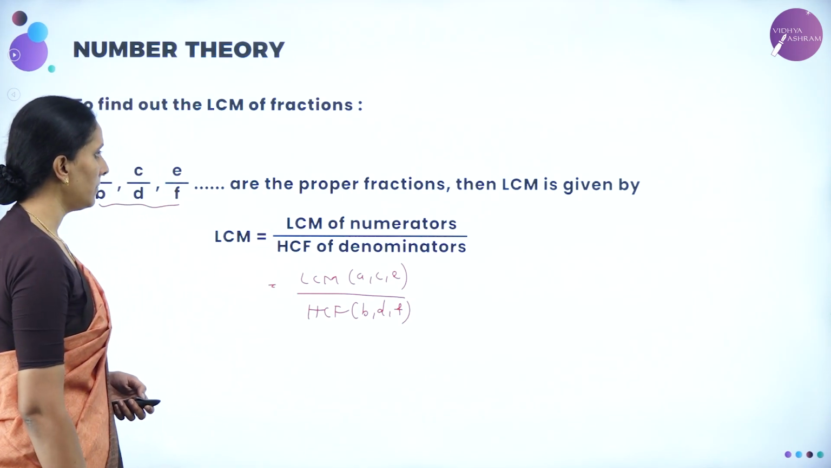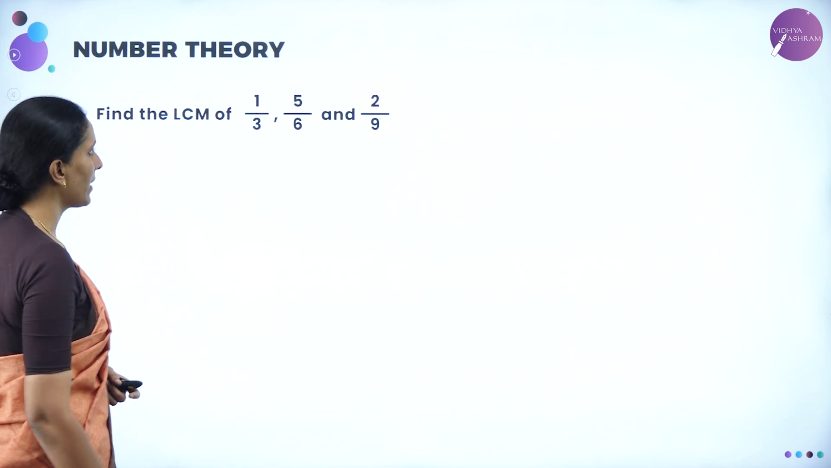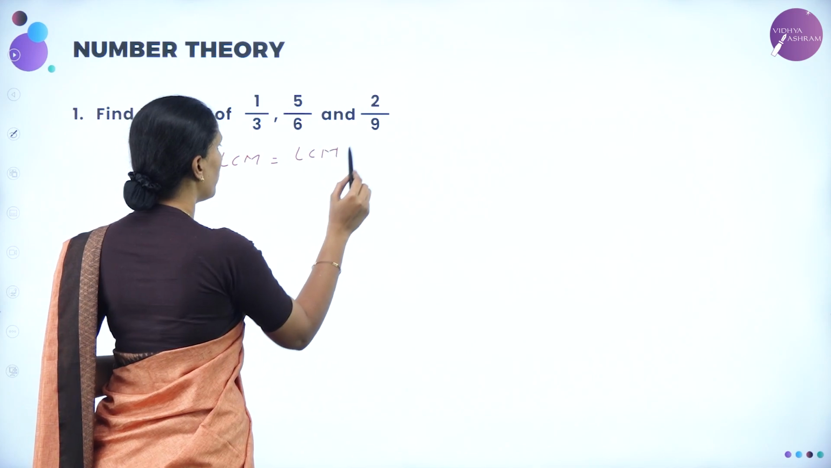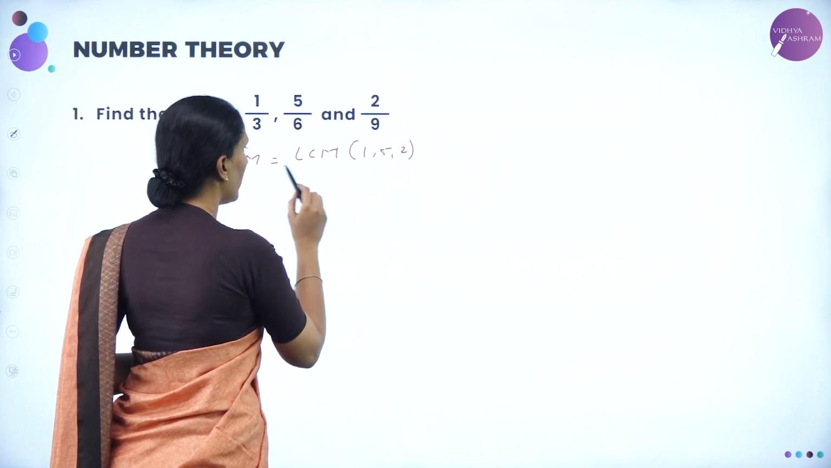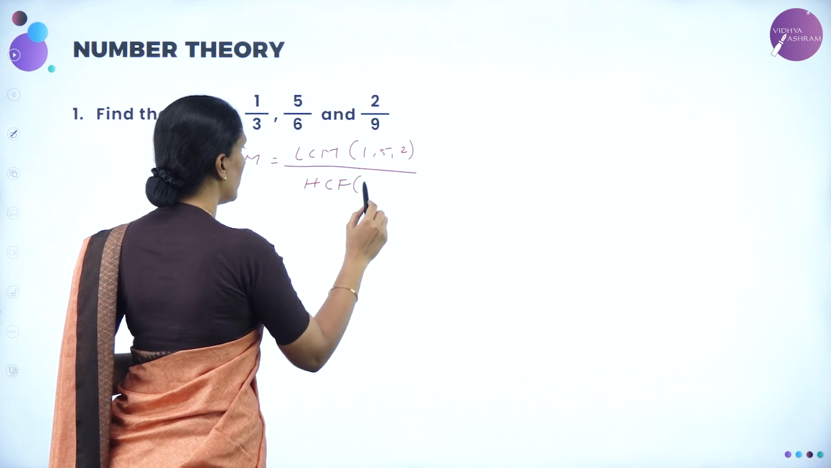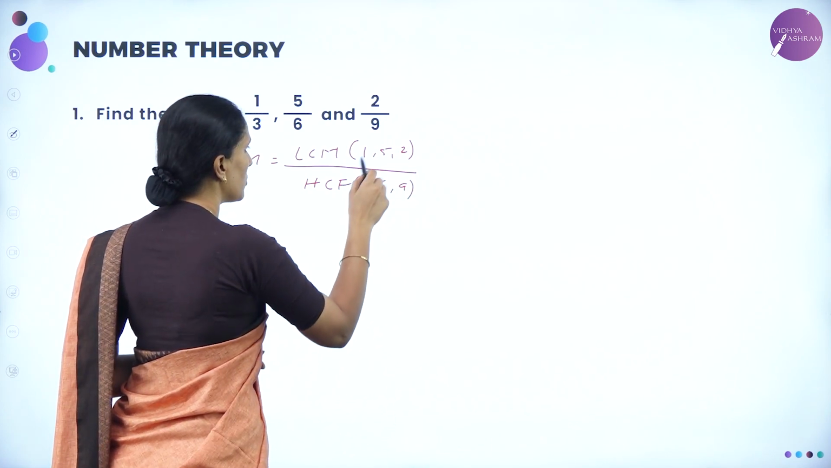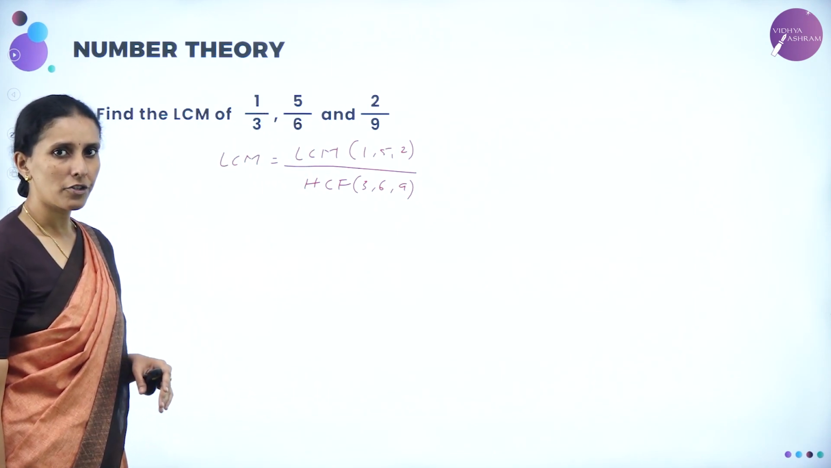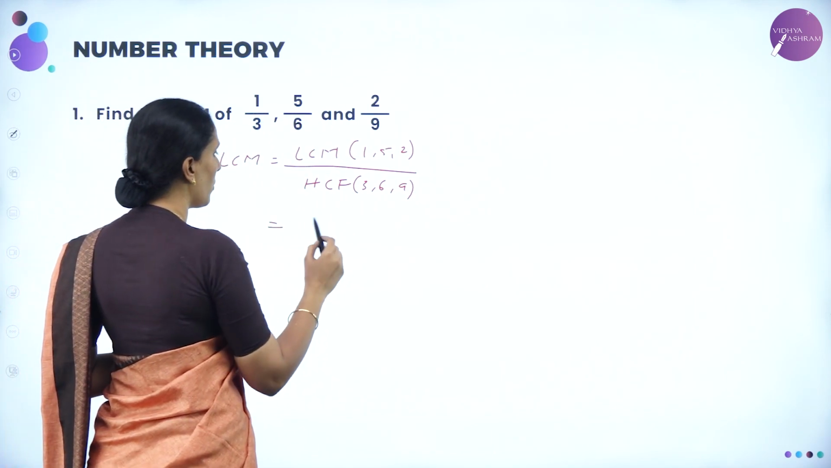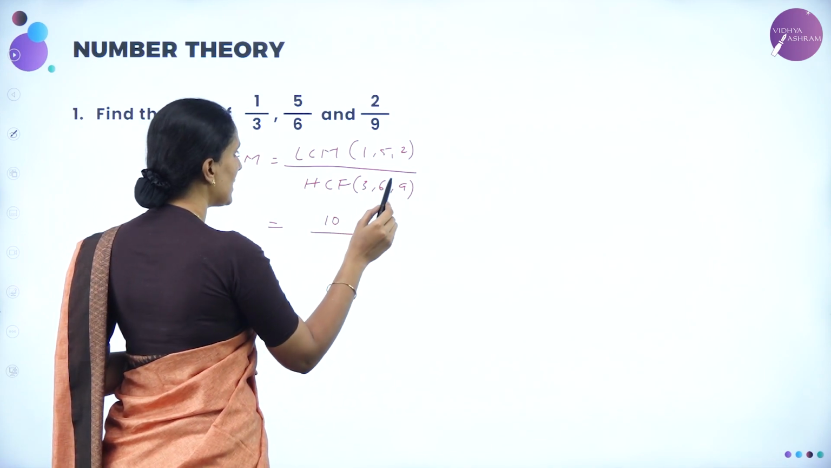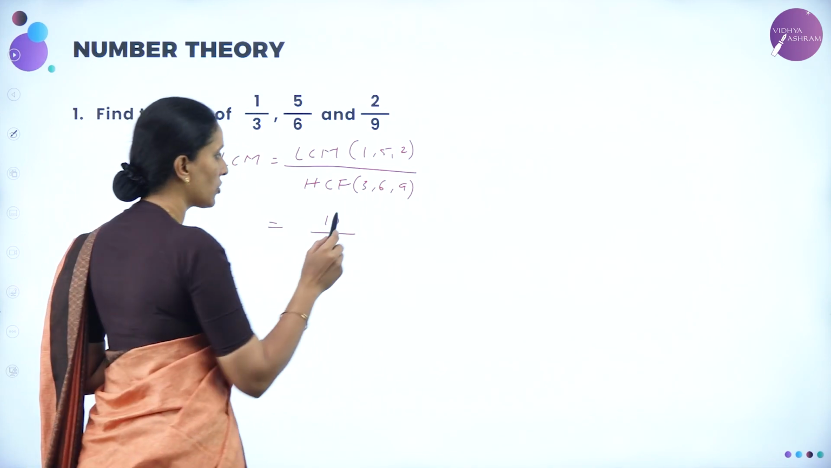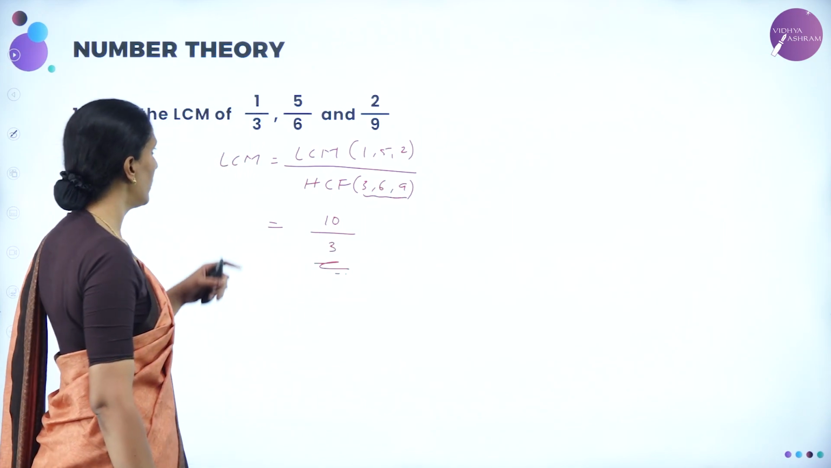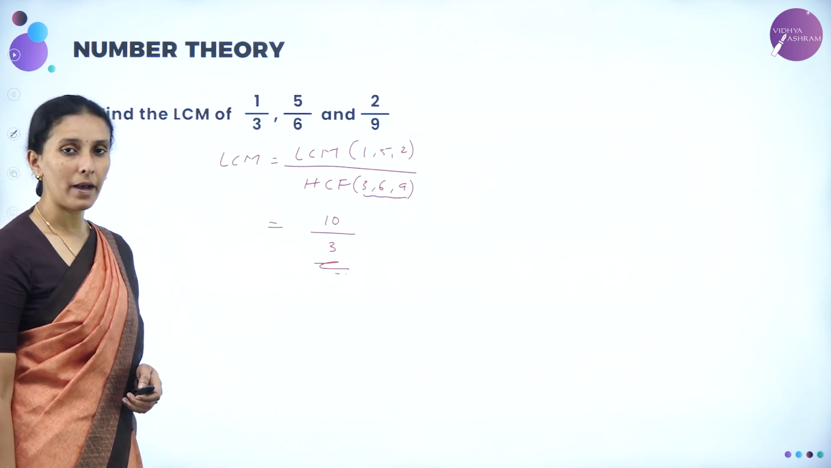Let's take an example. Find the LCM of 1 by 3, 5 by 6 and 2 by 9. So LCM is equal to LCM of 1, 5, 2 and HCF of 3, 6, 9. If we consider 1, 5, 2, all of them are primes, so the product of primes will give you the LCM. So it is 10. And for 3, 6, 9, the common divisor which divides all three numbers is 3. So the value of this LCM is 10 by 3.